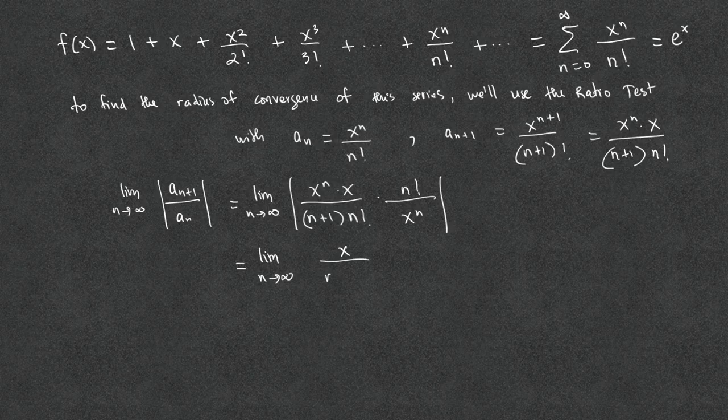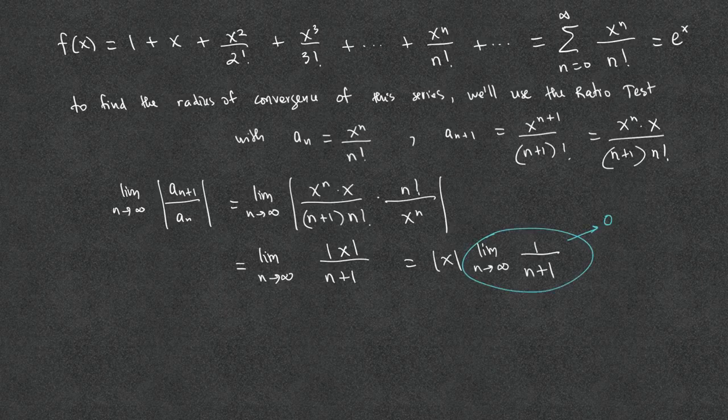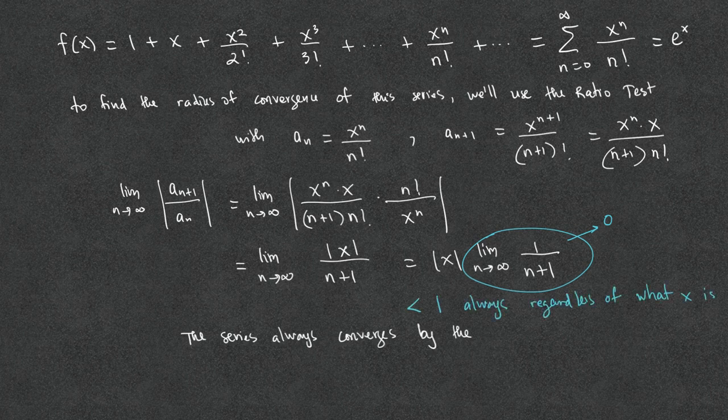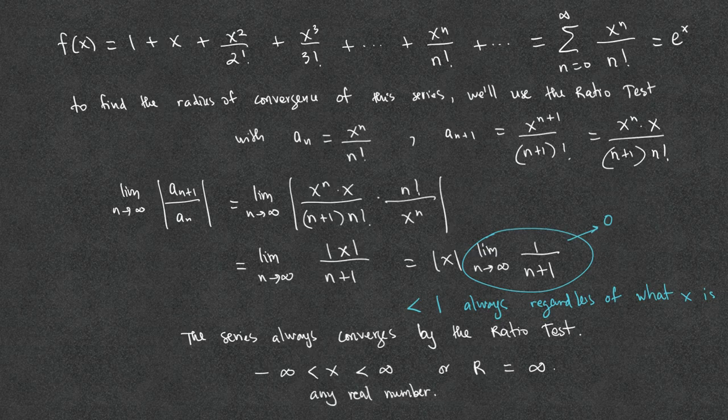Simplifying this limit, we have the absolute value of x over n plus 1. The absolute value of x, this limit is 0, regardless of what x is. Notice that x doesn't depend on n, so we move it to the front of the limit. This limit is 0, which is always less than 1. By the ratio test, the series always converges, and it converges for any real number. The radius of convergence is infinity.